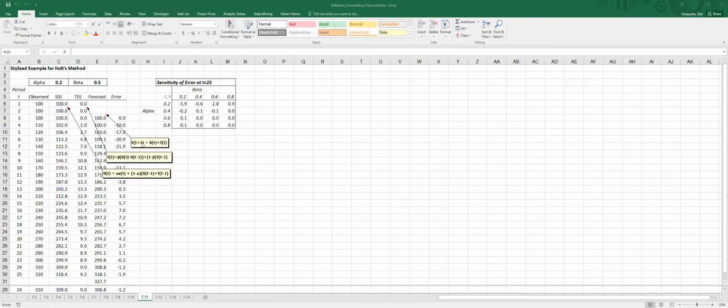And then finally, you should do the forecast. In this case, F(t+1) equals just a sum of those previous two numbers, St plus Tt, and drag it down.